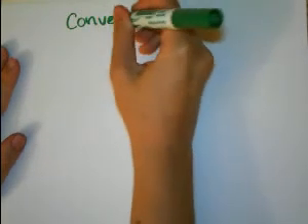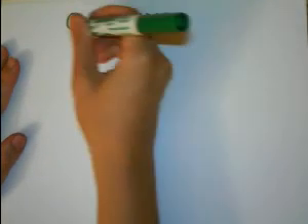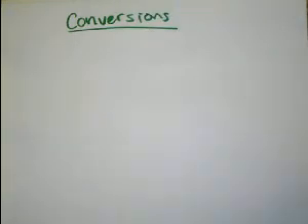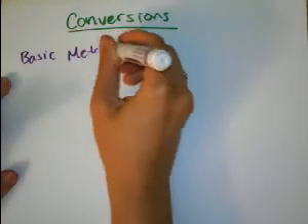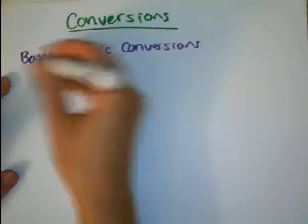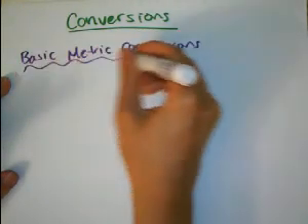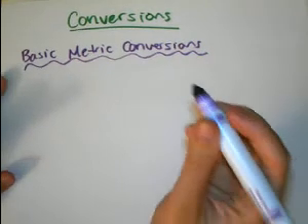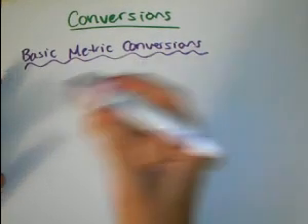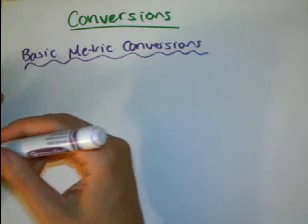So today we're going to learn about how to do conversions, how to convert units. So conversion notes. And we're going to learn about three different types. The first one is just basic metric conversions. With our basic metric conversions, typically we can do them one of two ways.